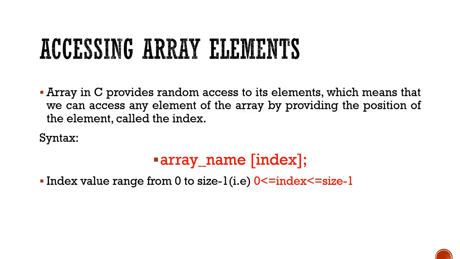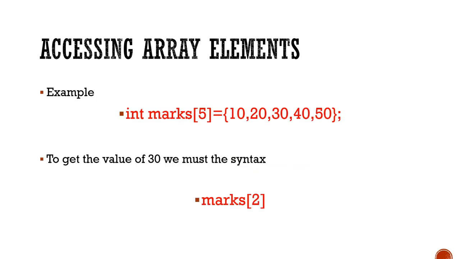An array can provide random access to its elements, which means that we are able to access any element of the array by providing the position of the element, that is called the index. See the syntax which I have written there: array name[index]. It means that we have to provide the name of the array followed by the index value. As I told you, the index value will always start from 0 to size minus 1. Okay, so we'll see with an example how to access the element of an array.